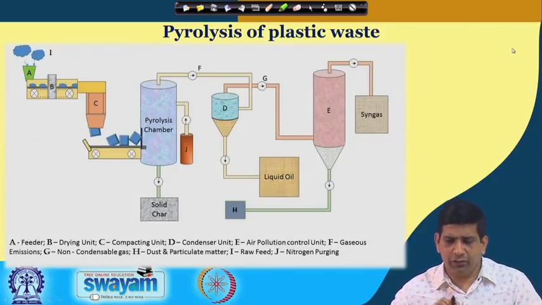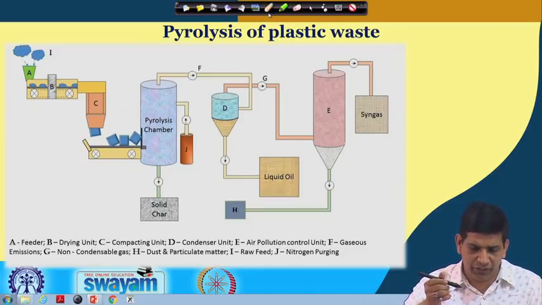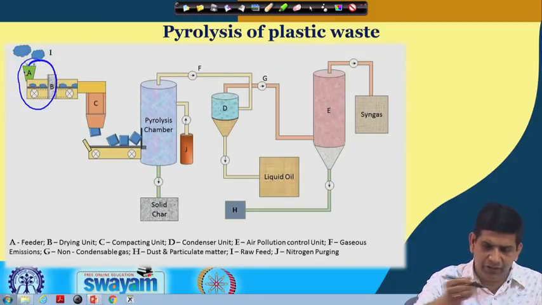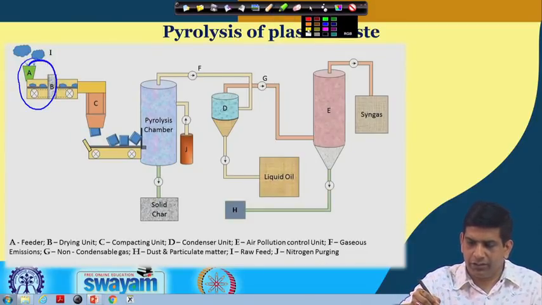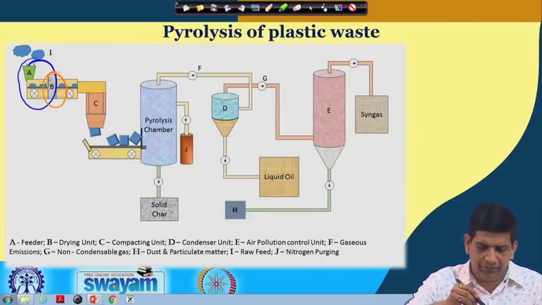Just a quick look at the schematic, and then we will also walk you through a small video. Here we have a feeder unit, then a dryer unit. B is the dryer unit right there. Then we have compaction happening. After compaction, you have the condenser.